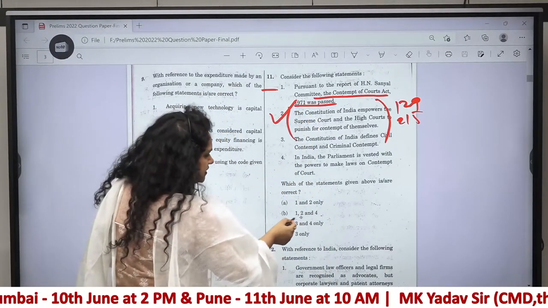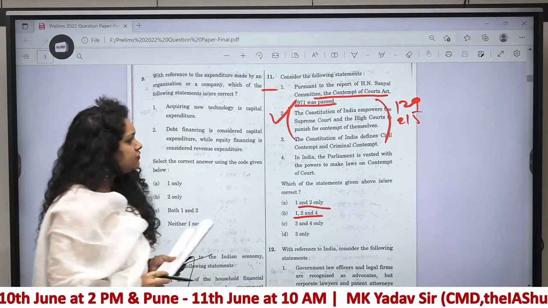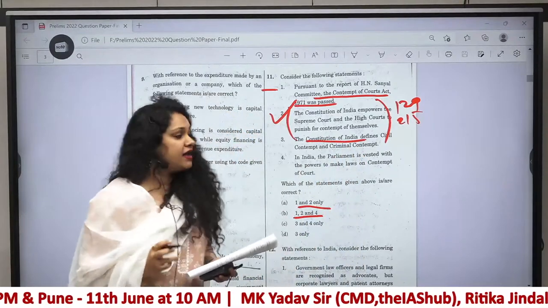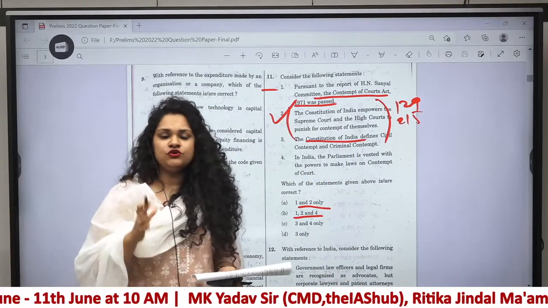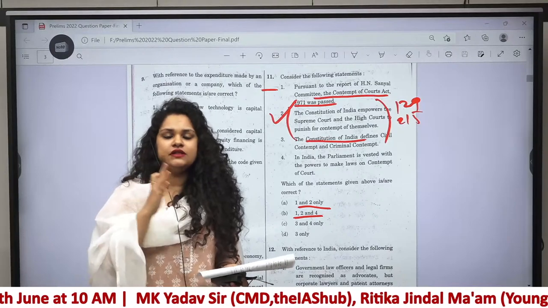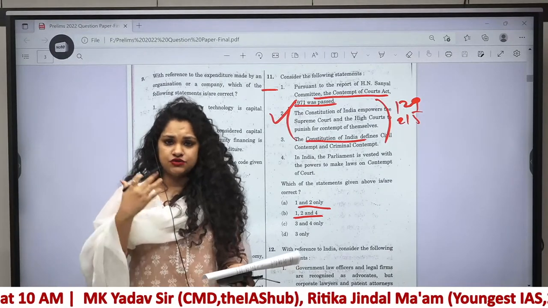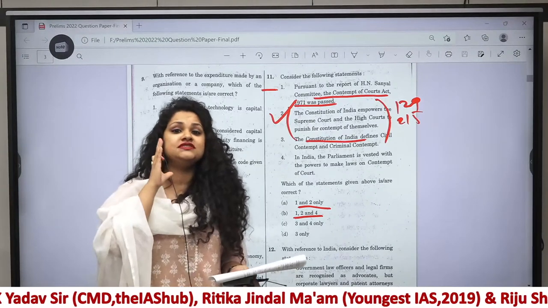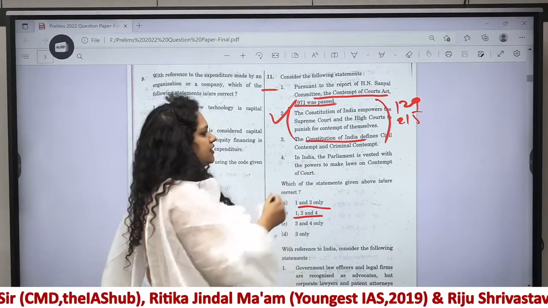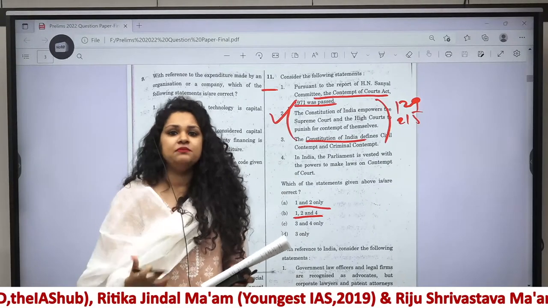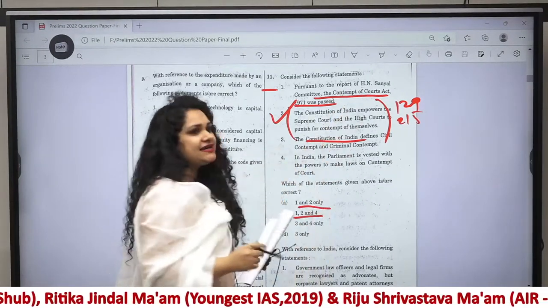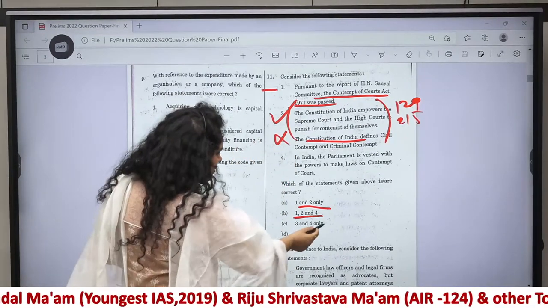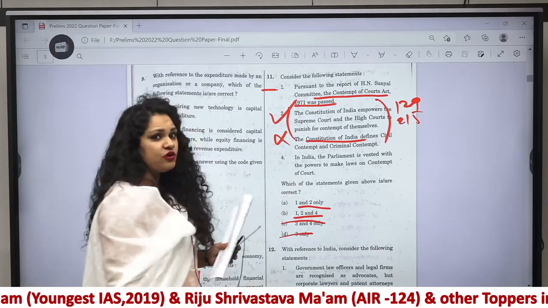Now let's look at these two. The Constitution of India defines civil and criminal contempt. If you have read all the articles related to the judiciary in our natural course of study, we find that the Constitution does not define civil and criminal contempt. It is done by the Contempt of Court Act 1971. So this we eliminate, and so here also we are eliminating. Let's look at the fourth statement.